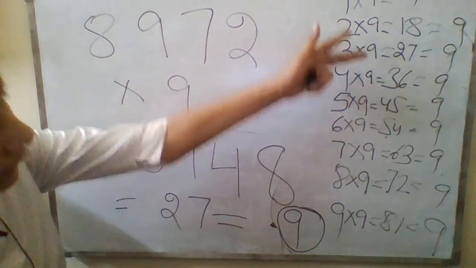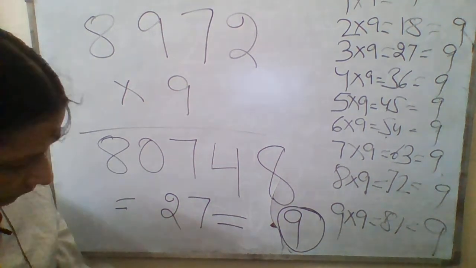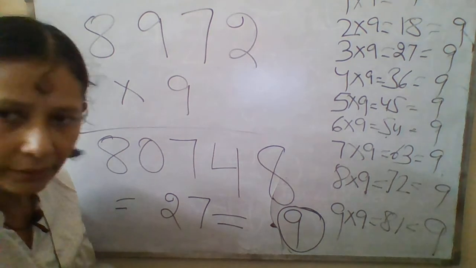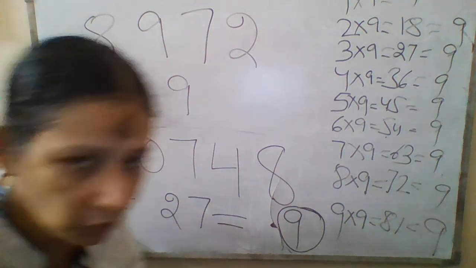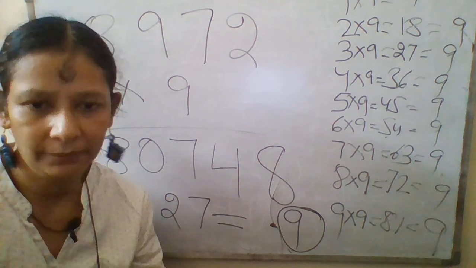So you multiplied this number by 9, but you got the digital root 9 only. And here also you have seen very well that if you multiply a number with 9, you will always get the DR 9. Thanks for watching this video, and other questions I will tell you in the next part. Thanks for watching.